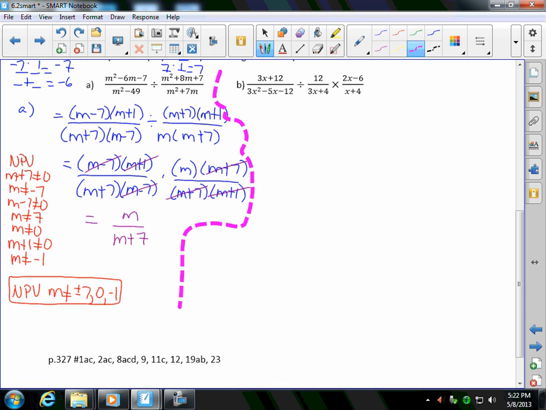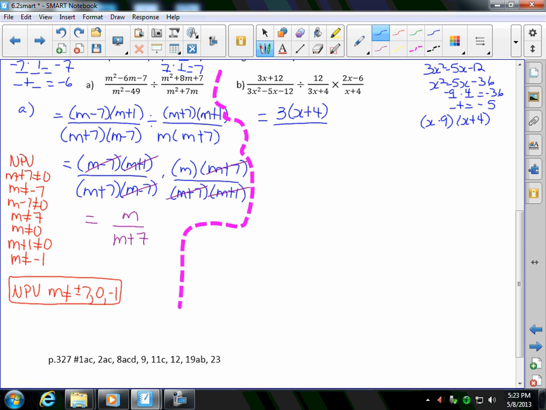Okay, the last one. This one has a combination. It's got a divide and a multiply. So always start with your factoring. So I have 3 times x plus 4 on the top, 3x squared minus 5x minus 12. So for that one, I'll do that over here. I'm going to do slide and divide, so that's x squared minus 5x minus 36. So I'm looking for a product equal to negative 36 and a sum equal to negative 5. So negative 9 and 4 will work. So I have x minus 9, x plus 4.